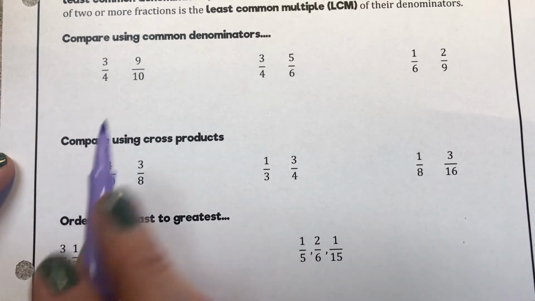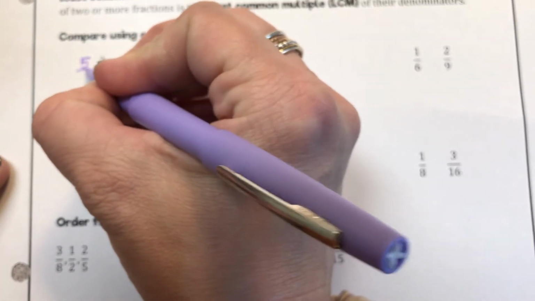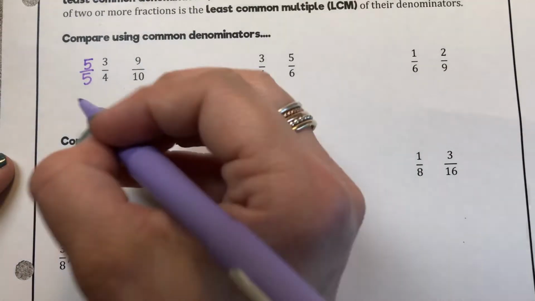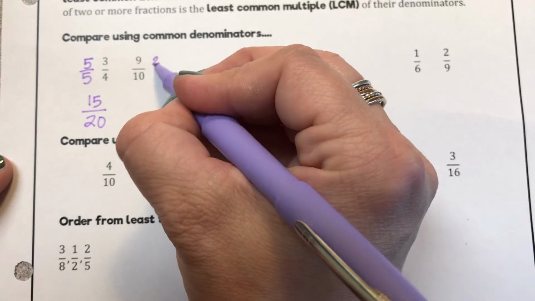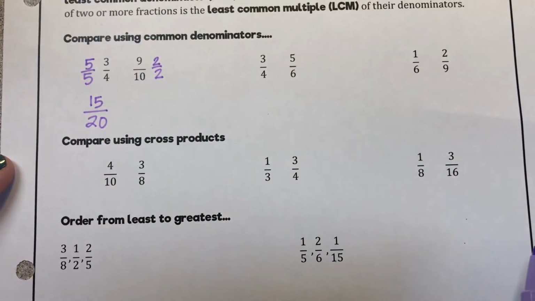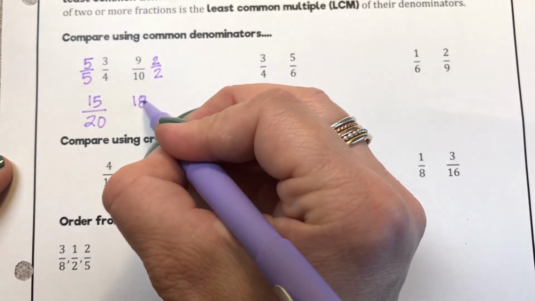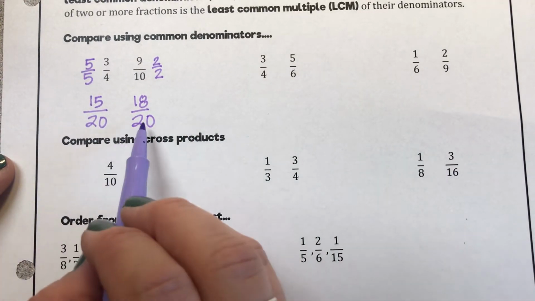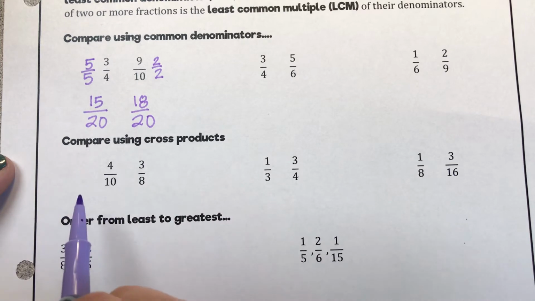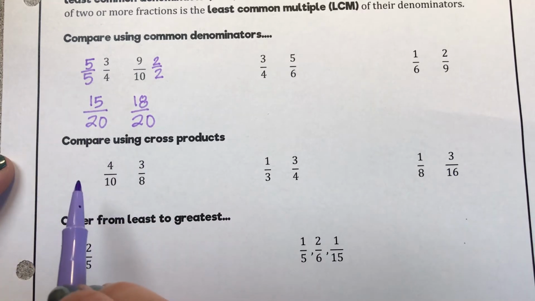So what do I need to multiply 4 by to make it into 20? 5. So this gets rewritten as 15 over 20. And 9 over 10, we would multiply by 2 to get 18 over 20. This is what we did yesterday. We wrote equivalent fractions. So which one is larger, 15 over 20 or 18 over 20?